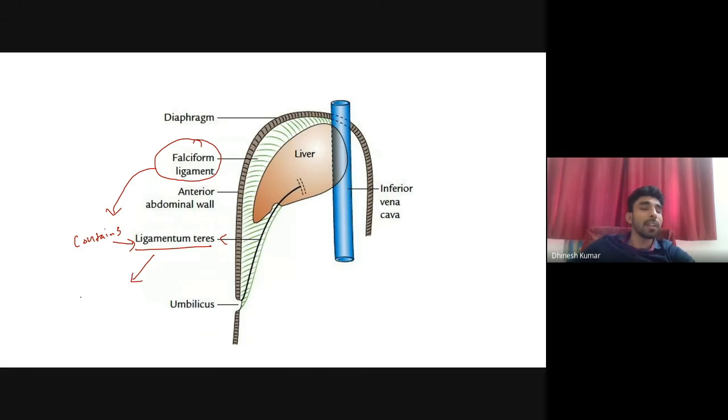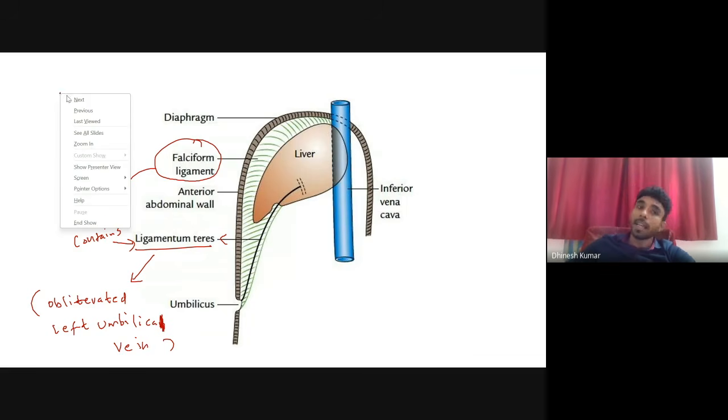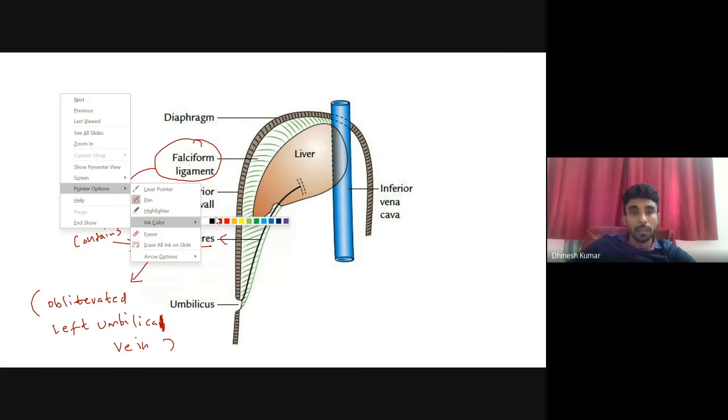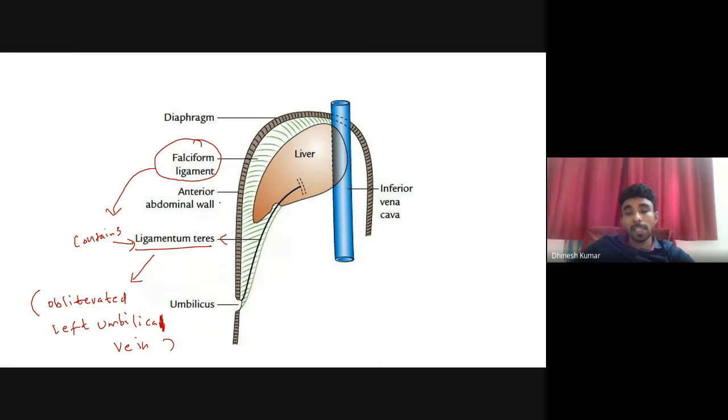What is ligamentum teres? Yes, it is the obliterated left umbilical vein. After birth, the left umbilical vein is obliterated to form the ligamentum teres, which is the content of the falciform ligament.